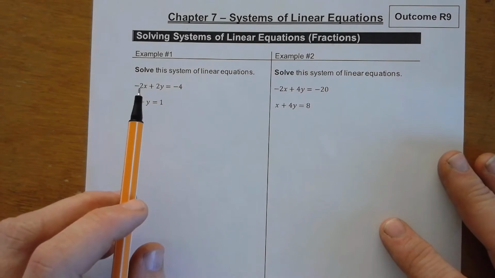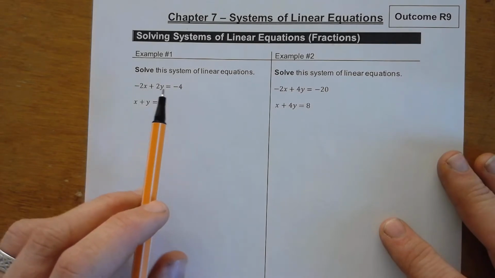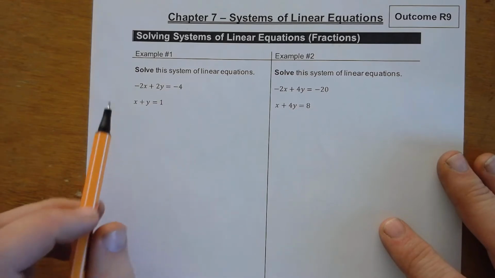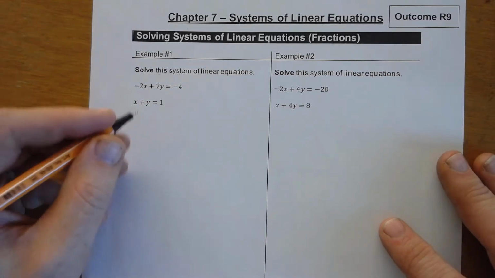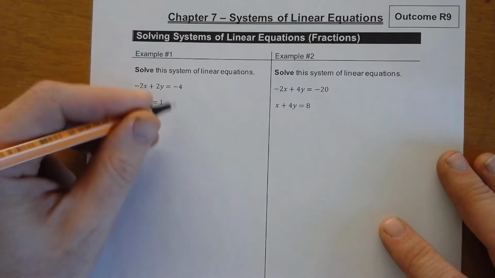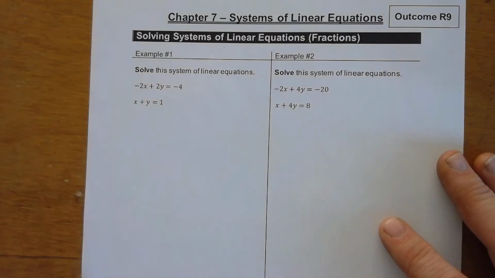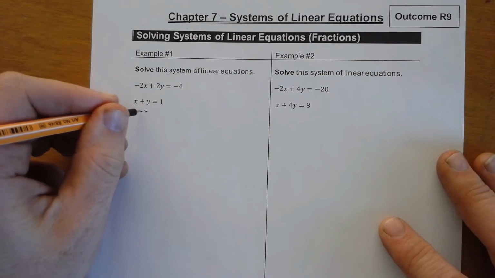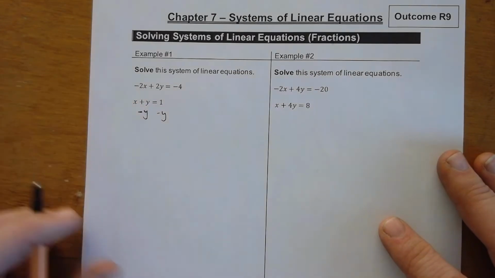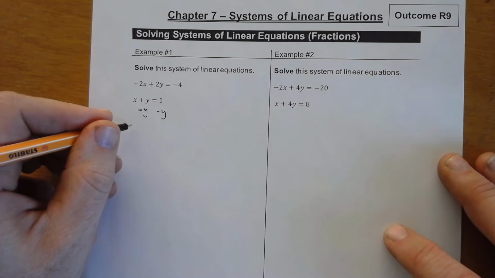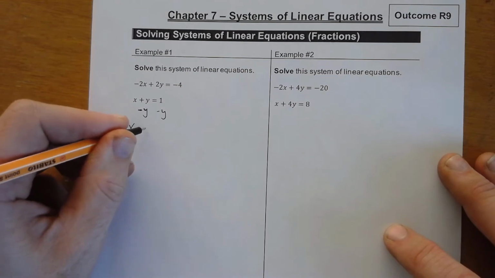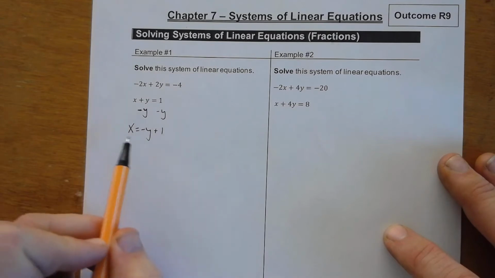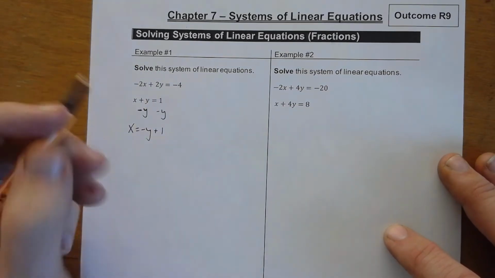So here's our first two equations. Negative 2x plus 2y equals negative 4 and x plus y equals 1. When I see this, I'm going to decide right away that I'm going to do a substitution method with the second equation. I'm going to subtract y on both sides of the equal sign to turn that second equation into x equals negative y plus 1.